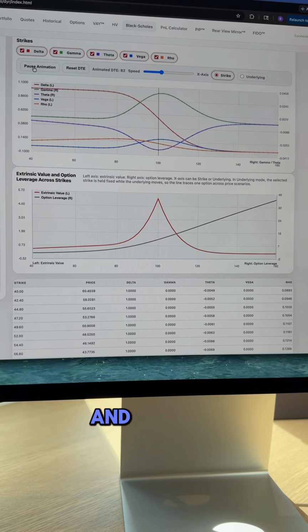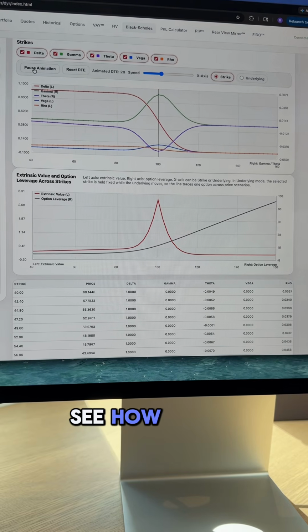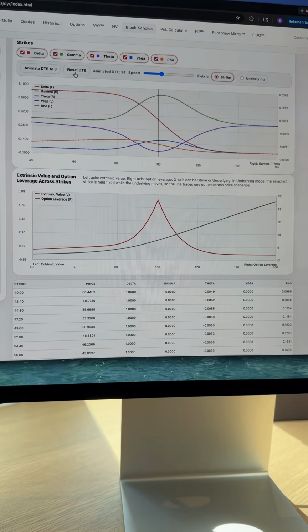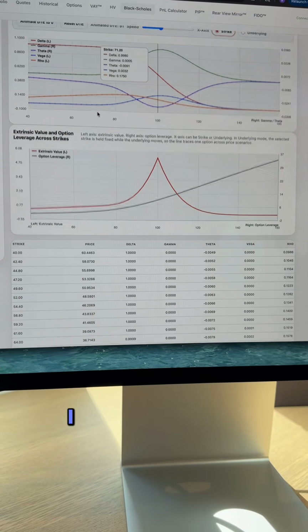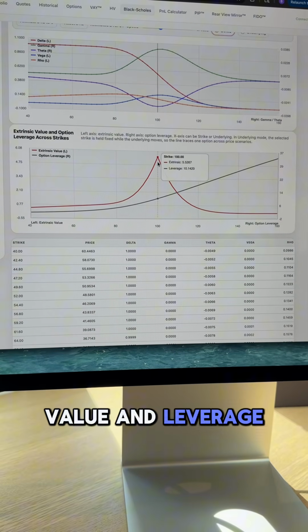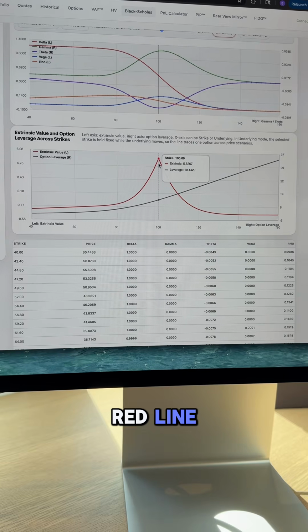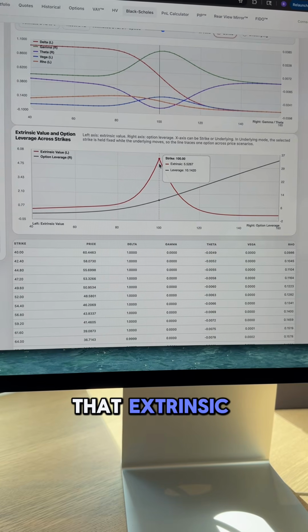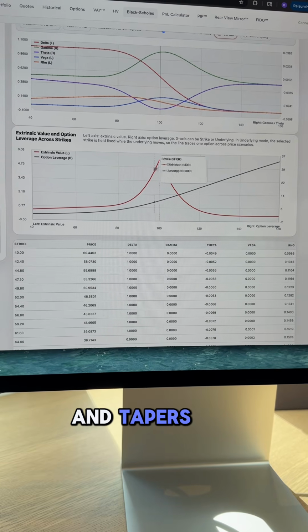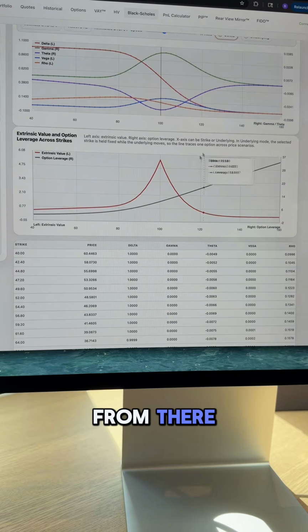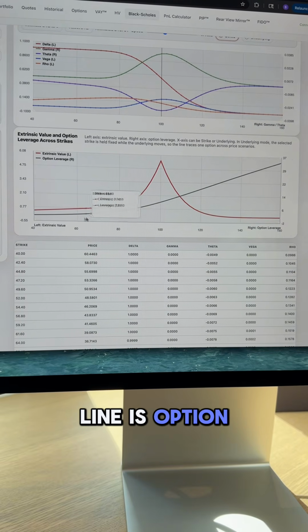And I've set it up so that you can animate it so you can see how things change through time. But on the bottom graph here, I have extrinsic value and leverage. So the extrinsic value is this red line. And you know that extrinsic value peaks right around at the money and tapers off in both directions from there. And this black line is option leverage.